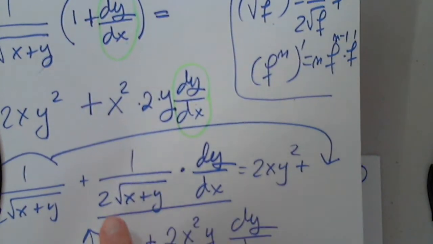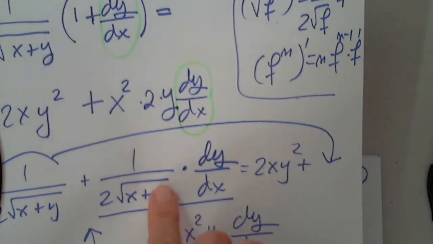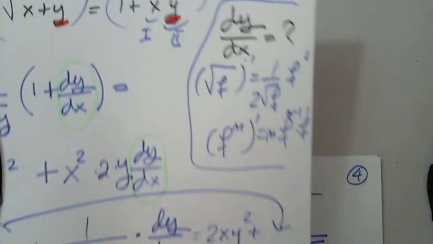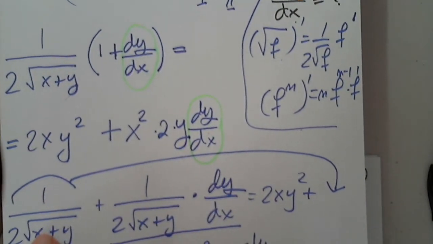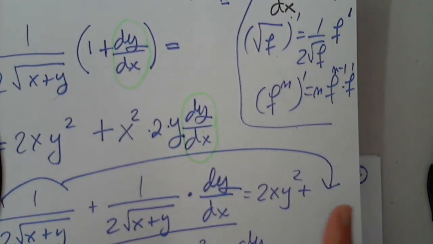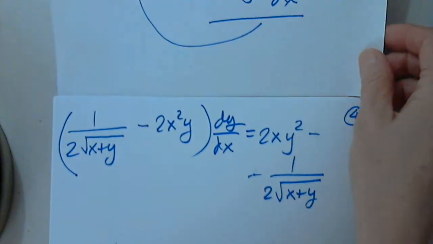So let's do this one more time. Here I had 1 over 2 the square root of x plus y with dy over dx. I move this term, it becomes negative. So then I factor out dy over dx, and I have 1 over 2 the square root of x plus y minus 2x squared y. This term was already on the right-hand side. This other term was positive and does not have the variable, so it has to be moved to the other side. It moves with a sign change.